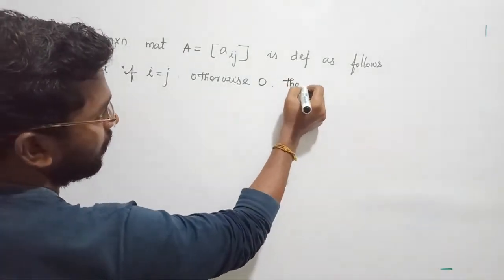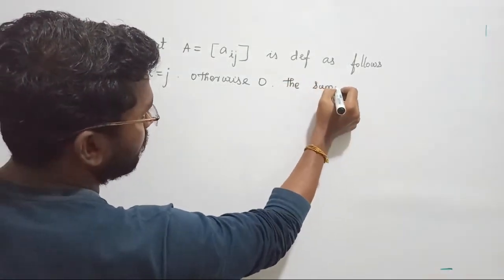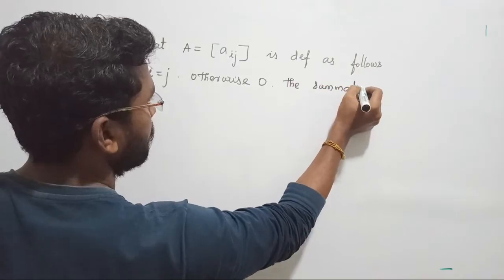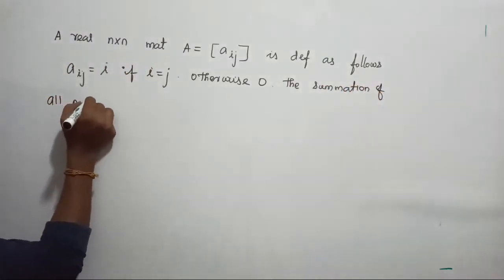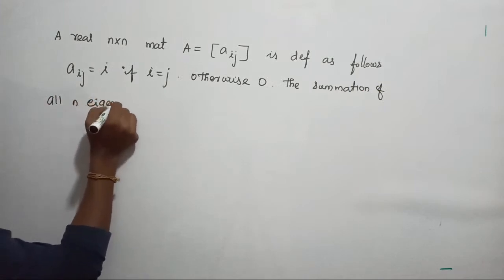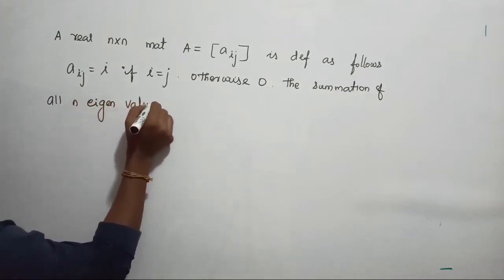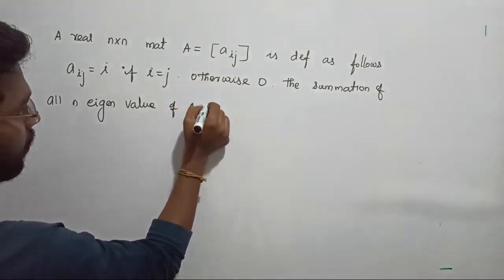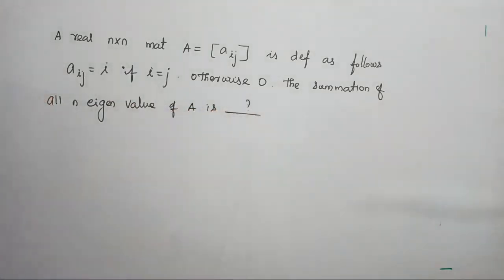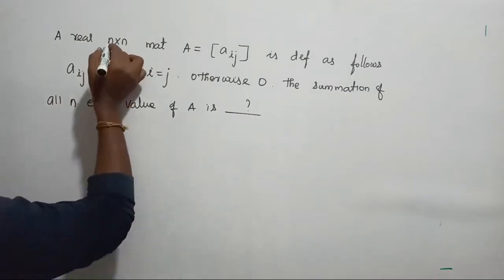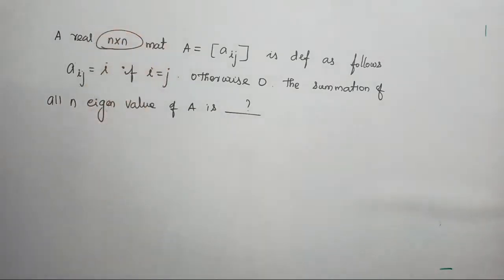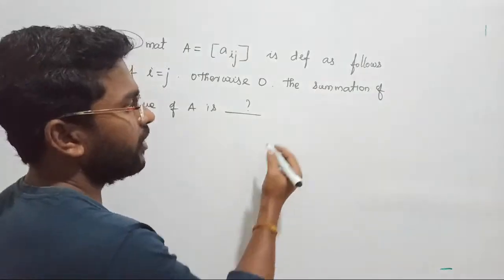The summation of all n eigenvalues of A is dash. You are going to get n eigenvalues, because my matrix is an n cross n matrix. So there is a chance of getting n eigenvalues. They have given a lot of fluff, so there is nothing to be worried about here.